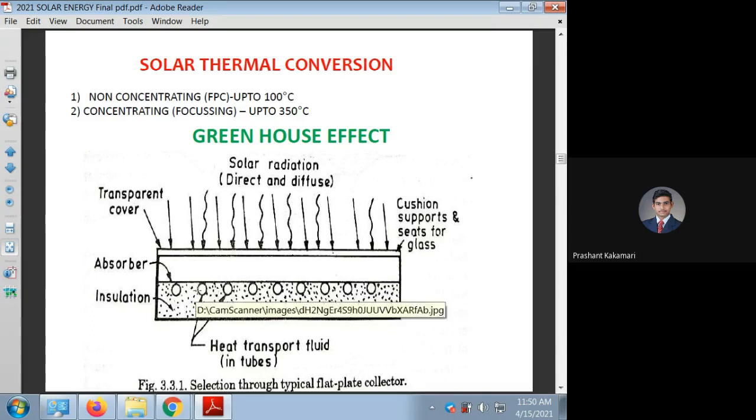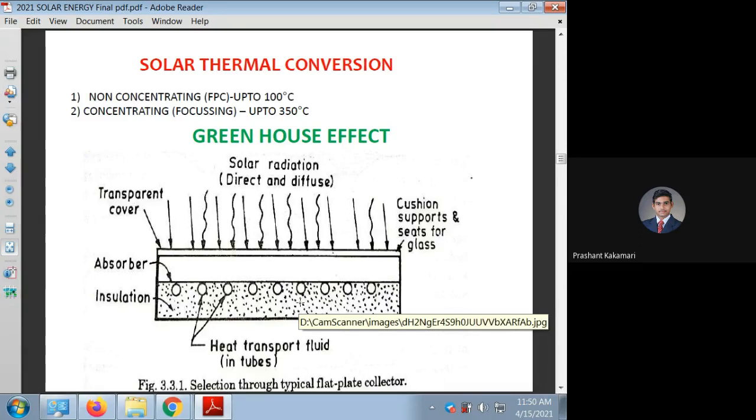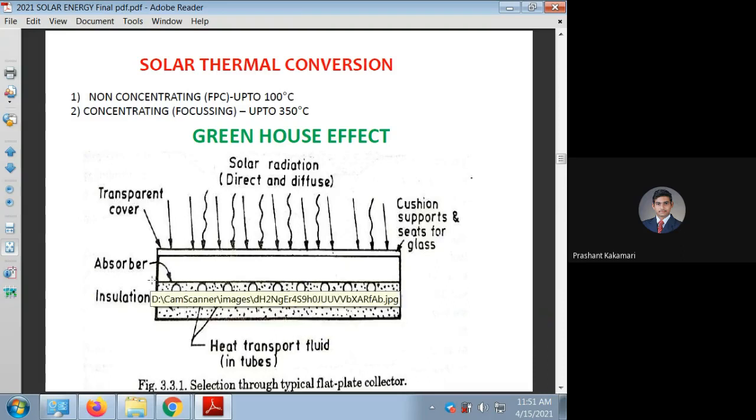And below this flat plate and tubes, we are going to use some insulating material. In the earlier class I gave examples like glass wool, mineral wool or asbestos powder. Many types of insulator materials are available. So that is kept at the bottom. And above this, the complete casing will be done as a box.